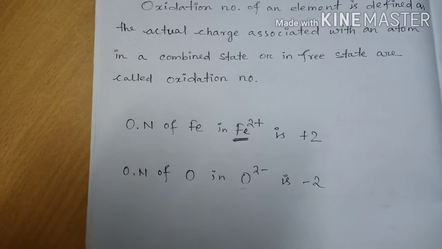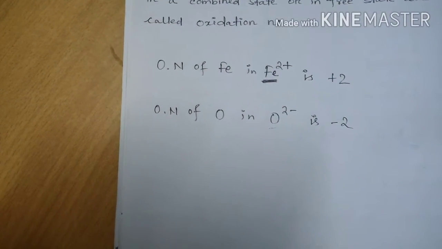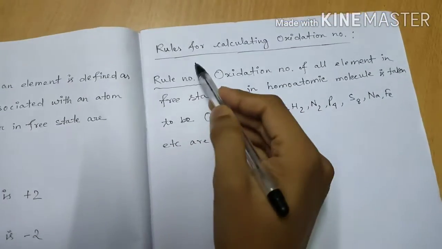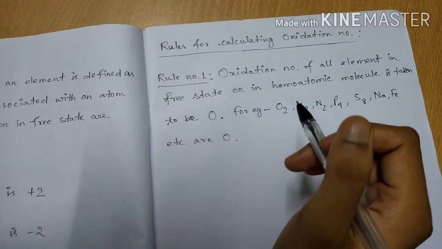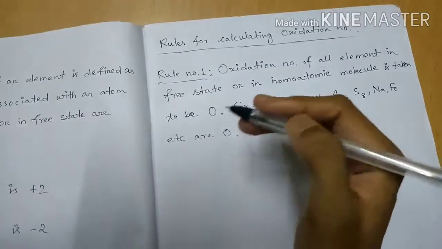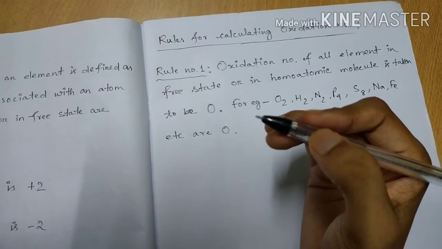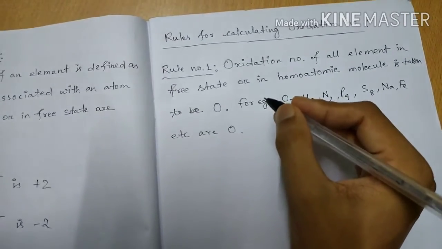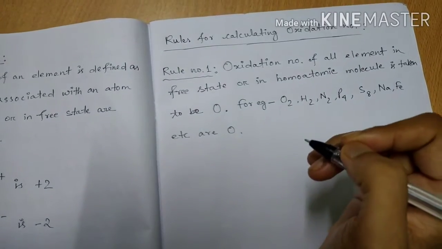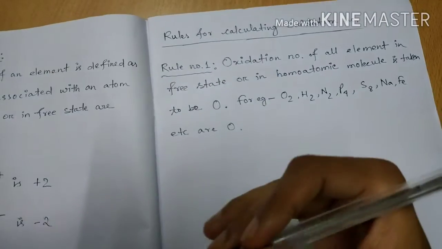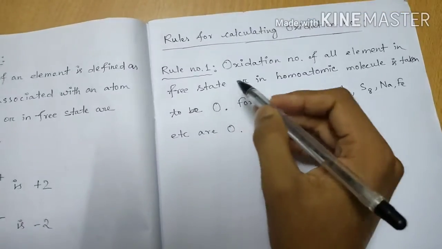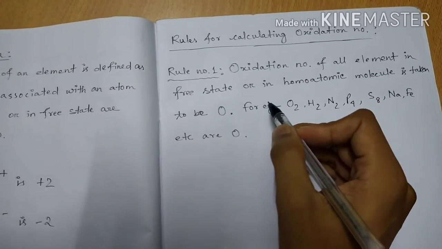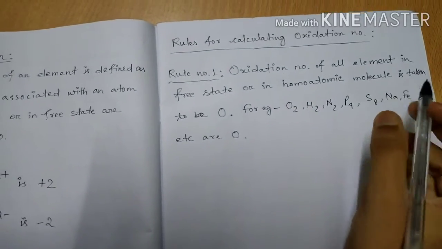Now you see the rules for calculating oxidation number. We shall discuss the rules for how to calculate the oxidation number of an atom in an ion or a molecule, one by one. Rule number one: the oxidation number of all elements in free state or in a homoatomic molecule is taken to be 0.